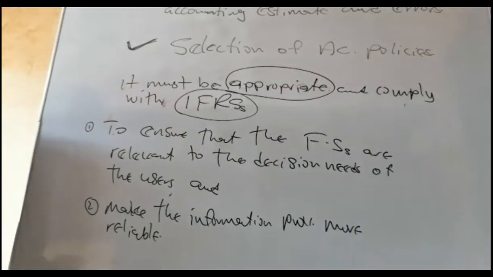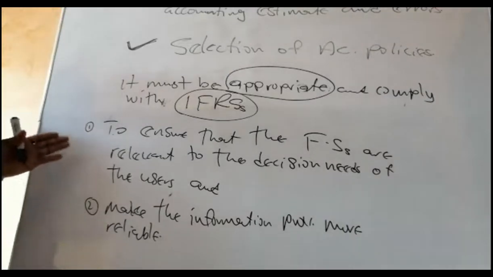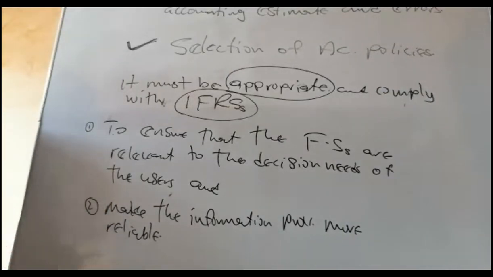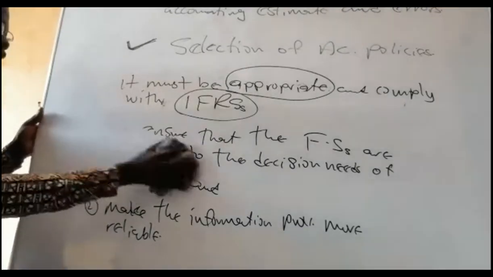Now we are there. So select the accounting policy which will be appropriate and comply with the IFRS, that's the financial reporting standards, to ensure that the financial statements we prepare, or the information that we provide in the financial statements, are relevant to the decision needs of the users, and make sure that the information that we provide is more reliable. We are done with the first aspect of IAS. We are going to work with the second aspect. They are short like this. So now we are done with the first aspect.